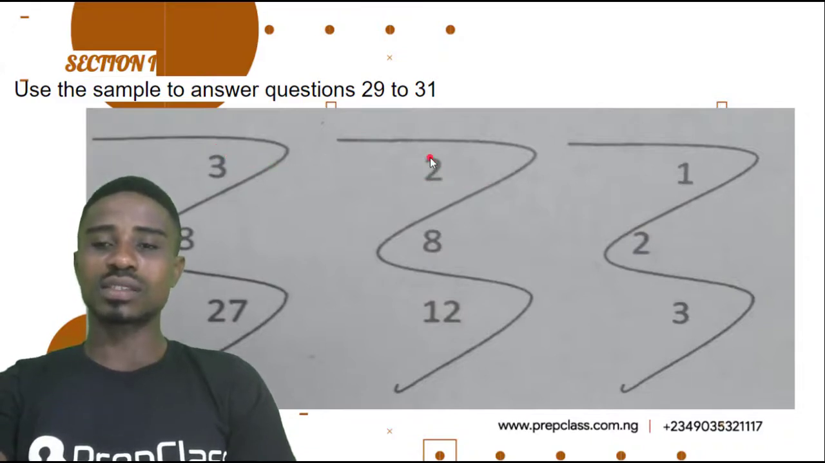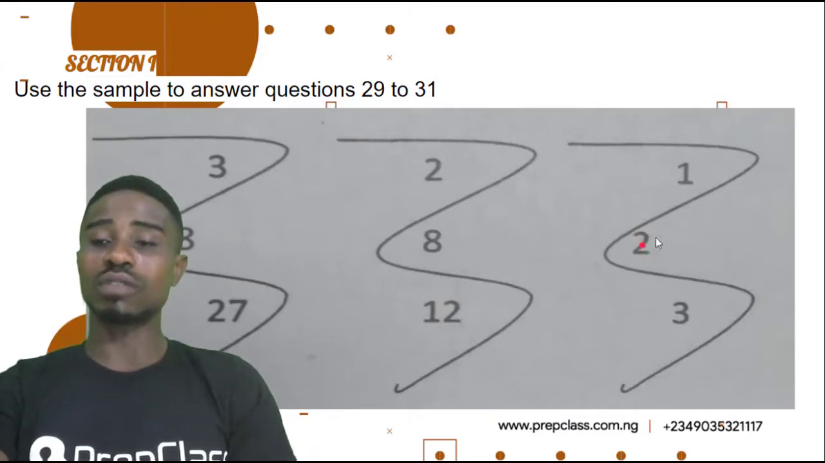So for this, 8 divided by 2 will give me 4, 4 plus 2 will give me 6, 6 times 2 will give me 12. Or the reverse, 12 minus 8 will give me 4, square root of 4 is equal to 2. All right. Let's try the third one.